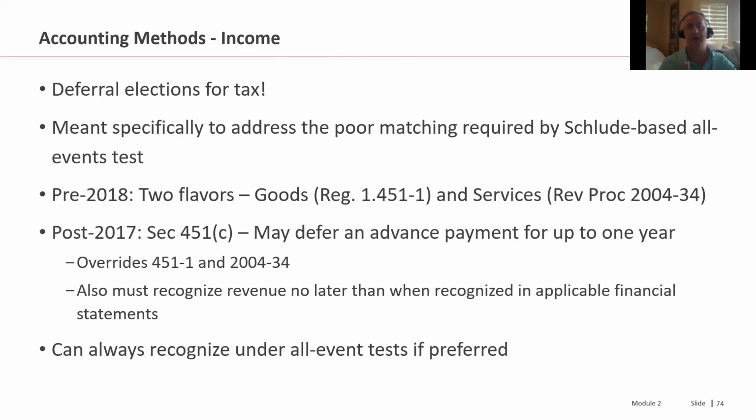And of course, you can always still recognize it under the all events test if you prefer to accelerate its recognition. Now, we know from Module 1 that we prefer to defer income and accelerate deductions. So by recognizing under the all events test, you would be accelerating the recognition of income, which generally goes contrary to what you want to do.